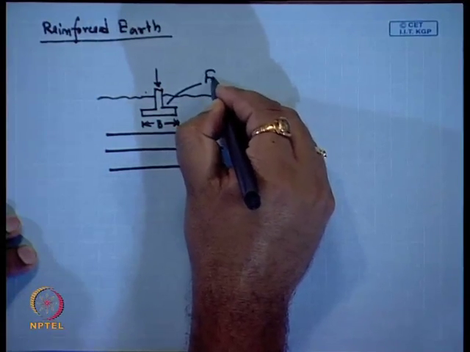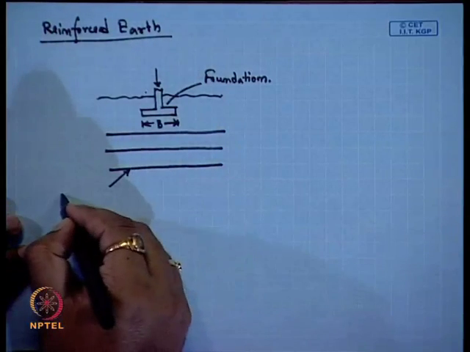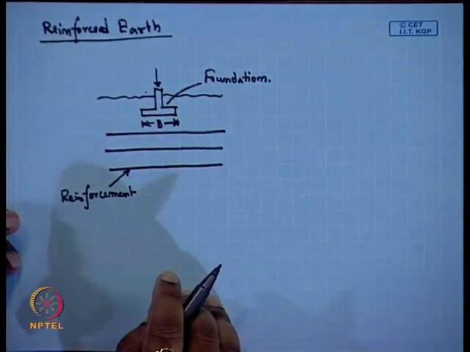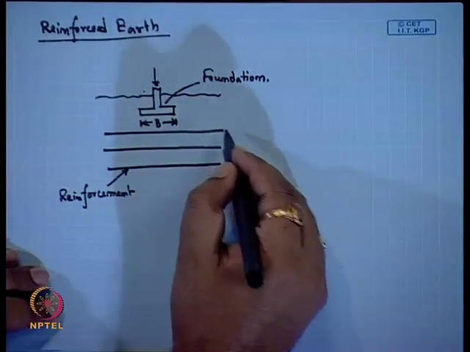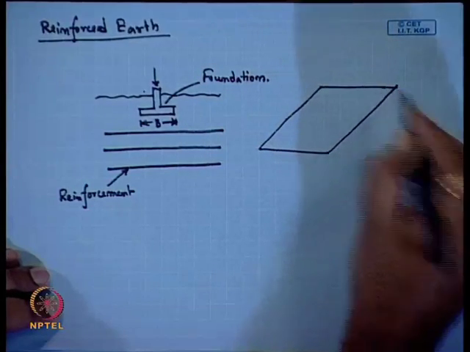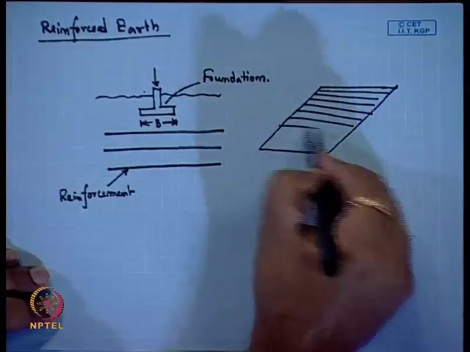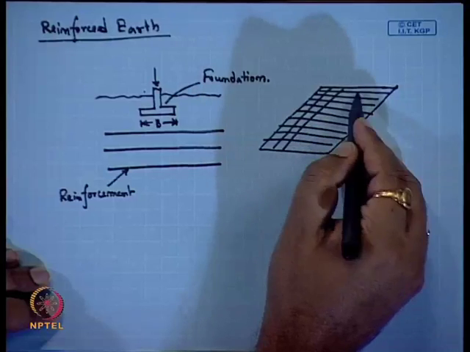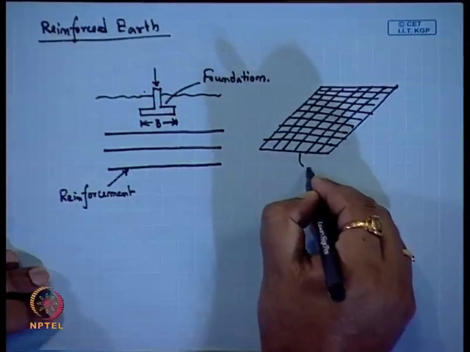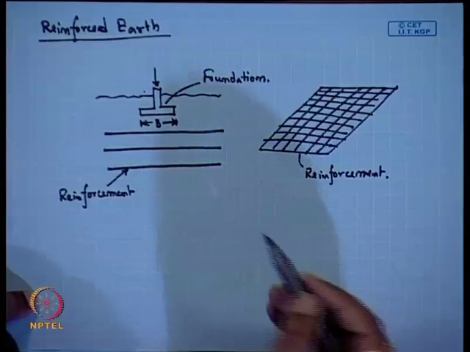So if this is the foundation, then these are the reinforcement. Now in this section, this reinforcement is actually a sheet type of material. This is one type of reinforcement. This is a sheet type of material. Here we are talking about the geosynthetic reinforced earth.